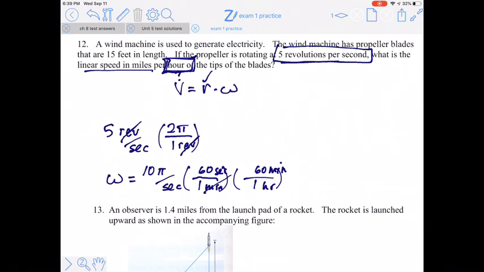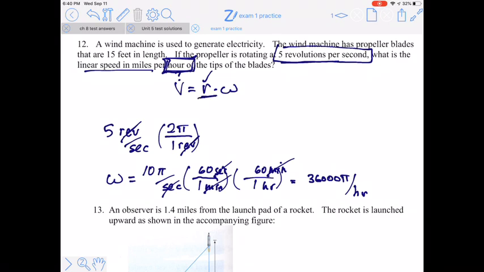This dimensional analysis is really useful in all sorts of fields: physics, chemistry, math. So it's 3,600 times 10, which would be 36,000. 36,000 pi radians per hour. That's the omega. So now the formula says, what do we do with omega?